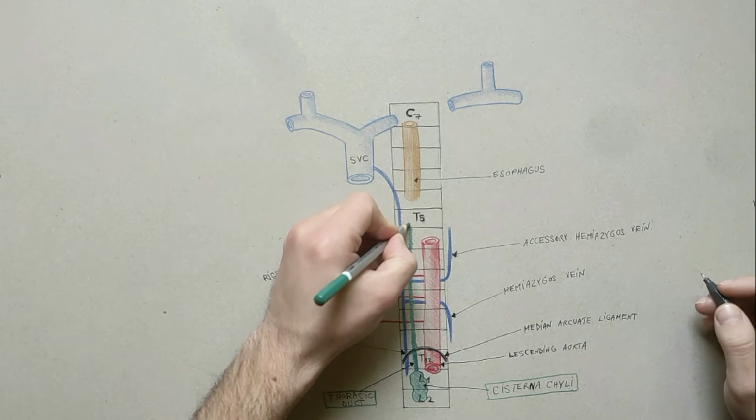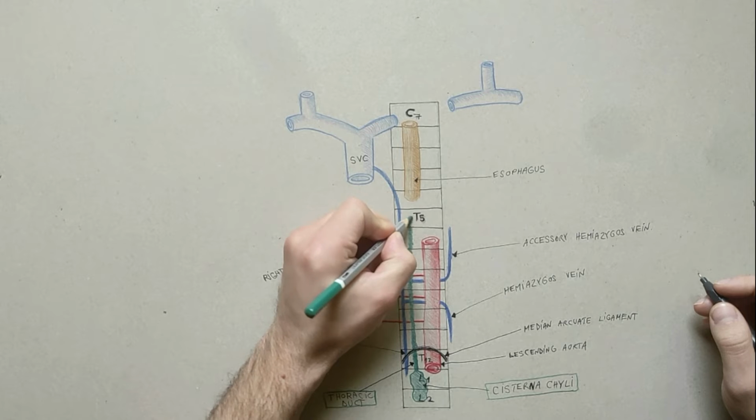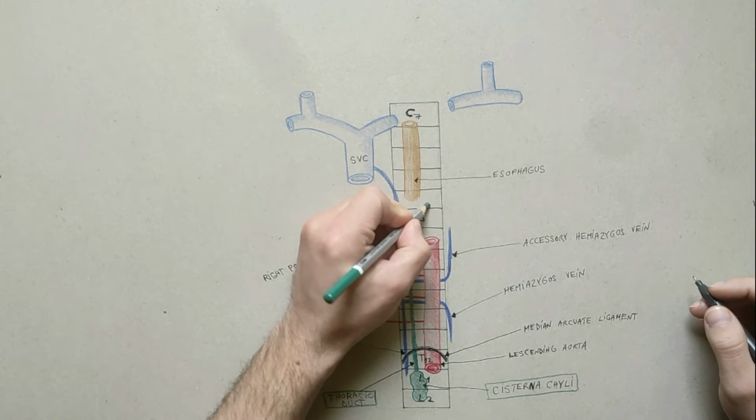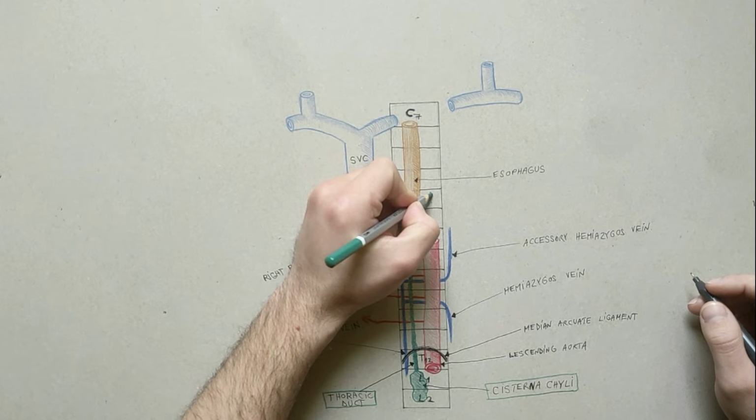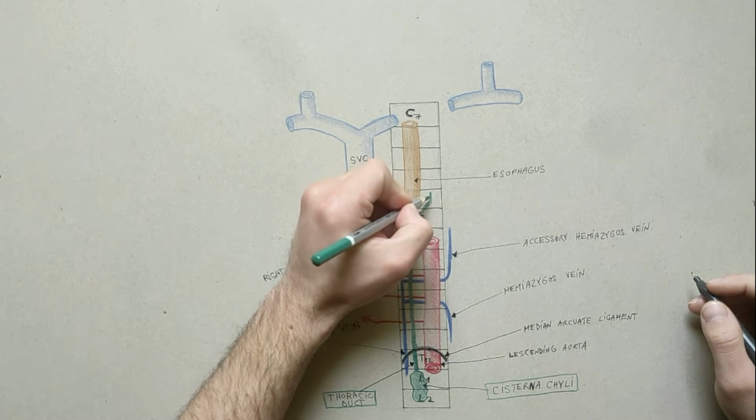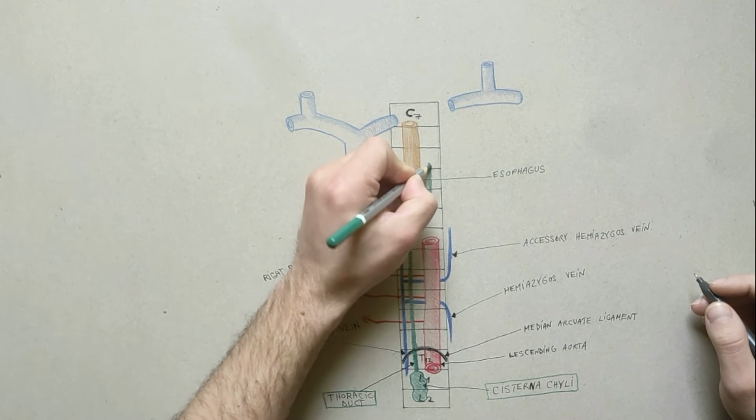On reaching the T5 vertebra, it crosses the midline from right to left side and enters the superior mediastinum to run along the left border of the esophagus and reaches the root of the neck.